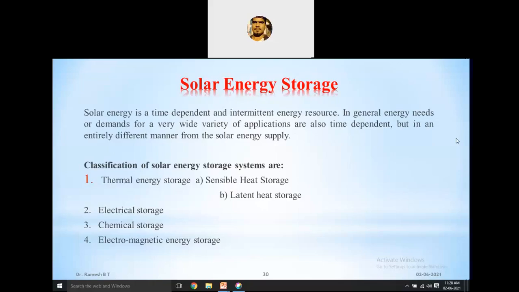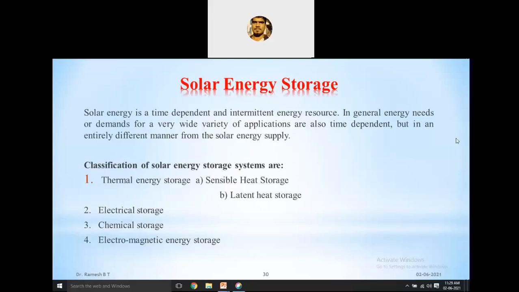The first factor is the expected time dependency of solar radiation availability. The storage is more where the availability is more. If the availability is less, the storage is also less. So the direct factor is the availability of the radiation.